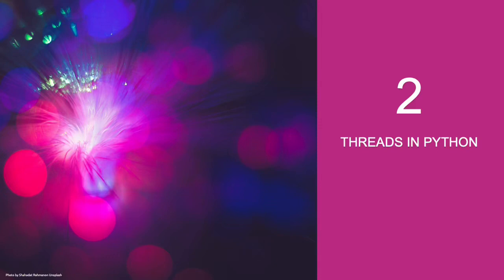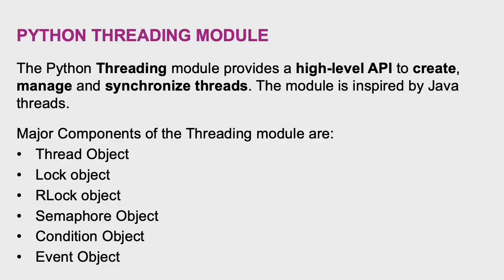In this section, we will discuss how to define, create, and run threads in Python. Let's get started. The Python threading module is the Python library to support the implementation of multi-thread applications in Python. The threading module provides the interfaces to manage threads within a Python application. These interfaces include methods for starting, pausing, resuming, and stopping threads.